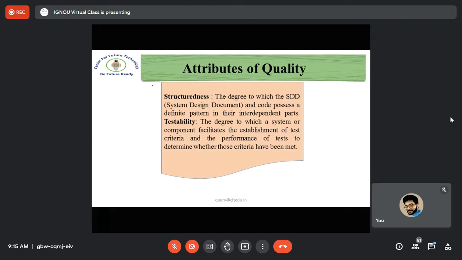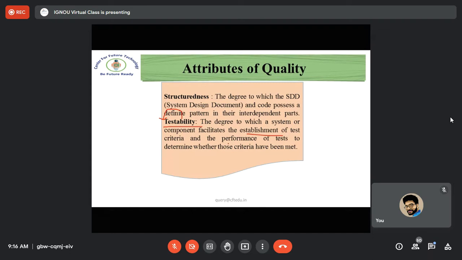Next is testability, that is, ability to test. For the proposed software that I have just prepared or am going to prepare, it is the degree to which a system or a component facilitates the establishment of test criteria so that I can qualify certain criteria in terms of testing. Either the software is able to take the load, or it is able to bear the given stress of the users or, let's say, memory and all. So those testability parameters can be ensured before the software is actually delivered to the customer.